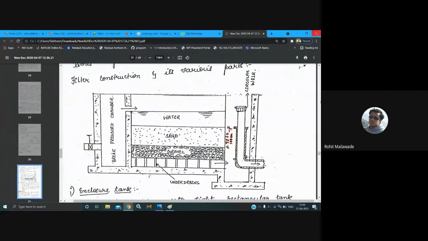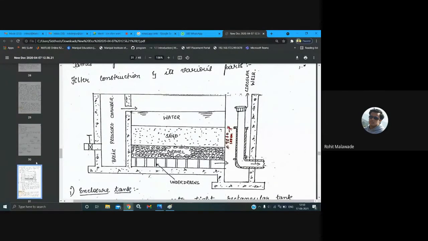Here, what is going to happen is, though the particles are suspended, they still have some weight, some specific gravity. So when the particles are going to get settled down by their own weight, they are removed.